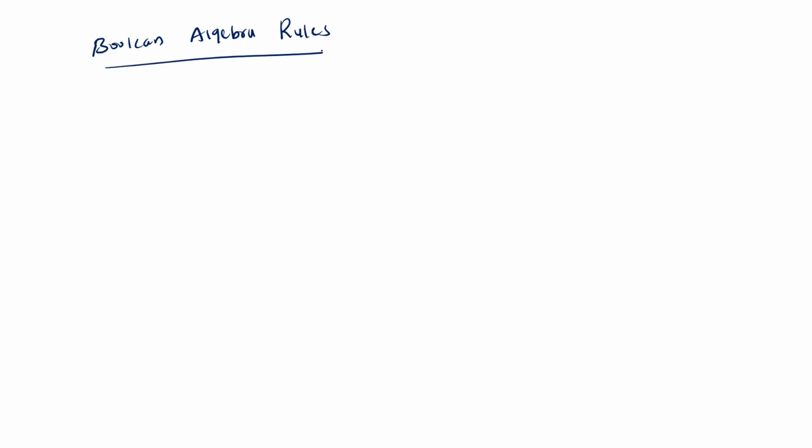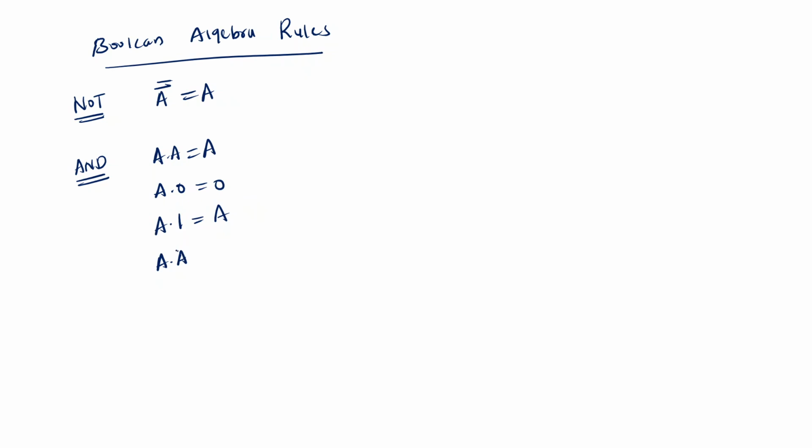If I write, what will I get? First is NOT, which we already saw. NOT is nothing but A bar whole bar, that equals A. Next you have AND. A AND A equals A. A AND 0 equals 0, A AND 1 equals A, and A AND its complement, A bar, equals 0.